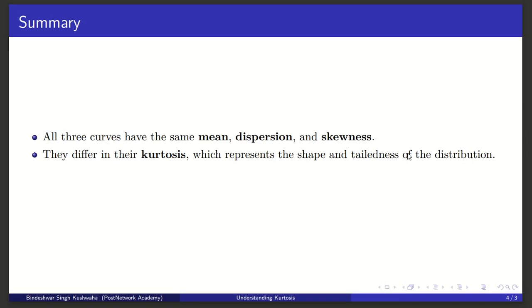So all three curves have the same mean, dispersion and skewness, but they differ in their kurtosis, which represents the shape and tailedness of the distribution. So now I hope you have a clear picture of kurtosis and its importance.